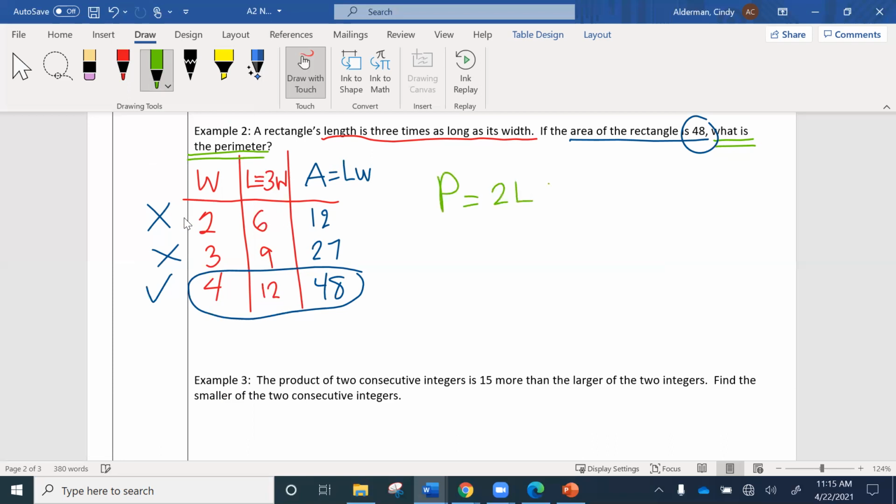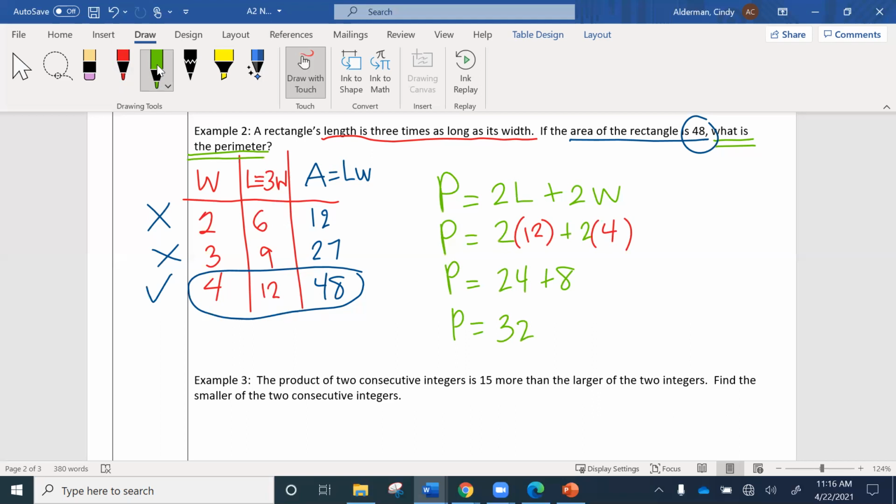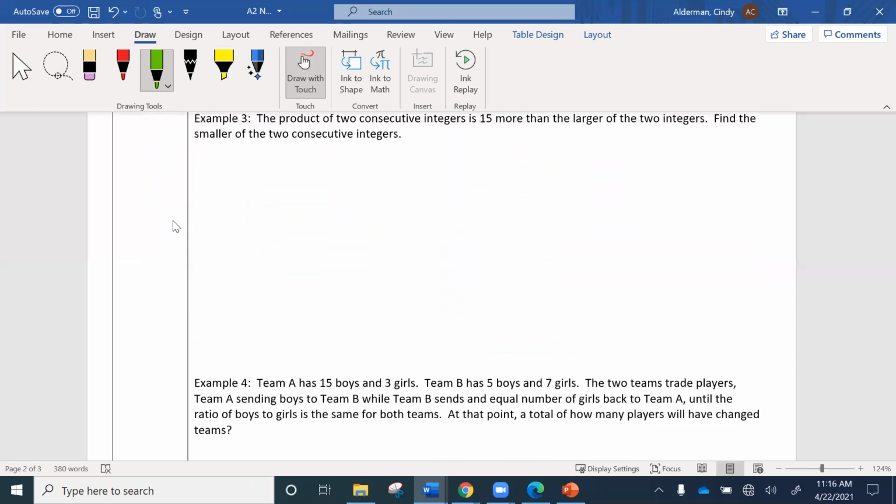Perimeter is going to be 2 times the length plus 2 times the width. So let's fill in what we know. The length is 12 and the width is 4. So perimeter is 24 plus 8, which is equal to 32. So this is the answer to the question they're asking. You have to be careful that you're answering the question they're actually asking. Okay, so that's another example of a trial and error strategy being used on an SAT problem that is not multiple choice, or what we call grid-in.